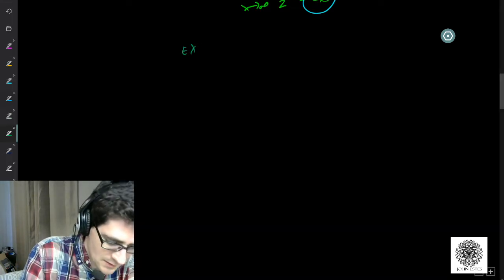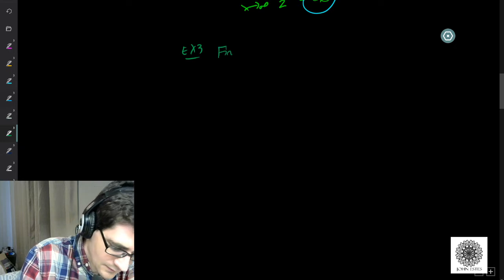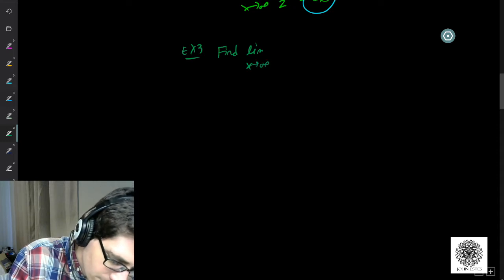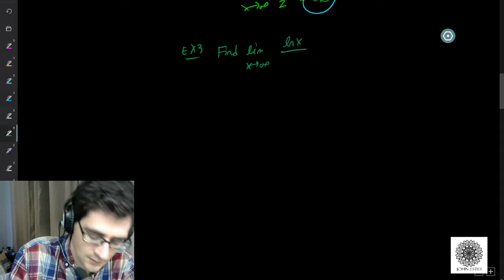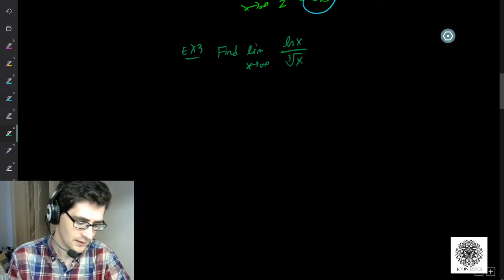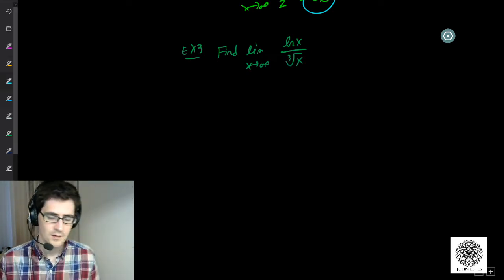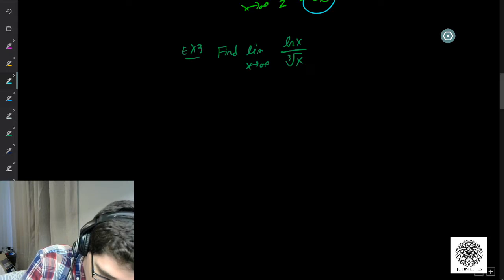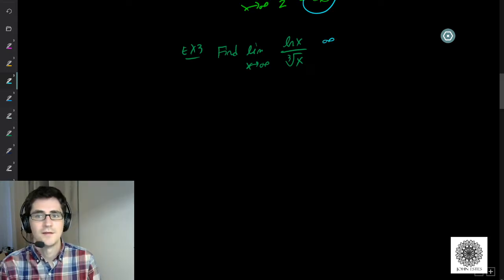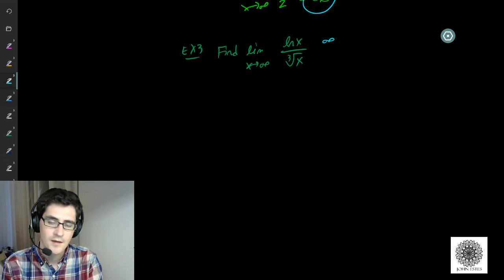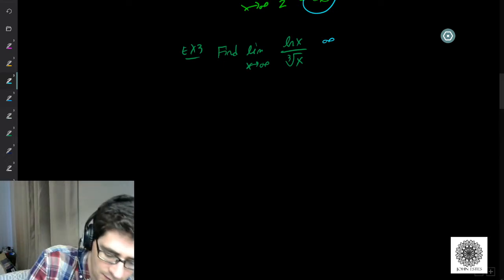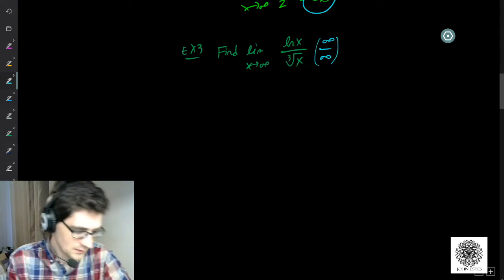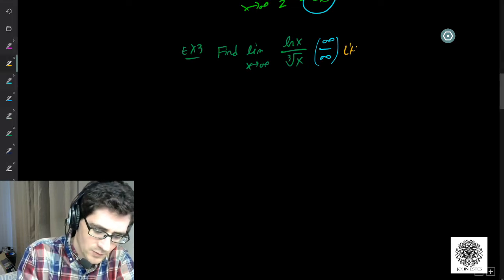So example 3, I want to find the limit as x approaches infinity of ln x over the cube root of x. Both of these, ln x, even though it grows slowly, goes out to infinity as x approaches infinity. So ln x does not have a horizontal asymptote. The cube root of x, same deal. And so we get an infinity over infinity situation, which means I'm allowed to apply L'Hopital's rule.